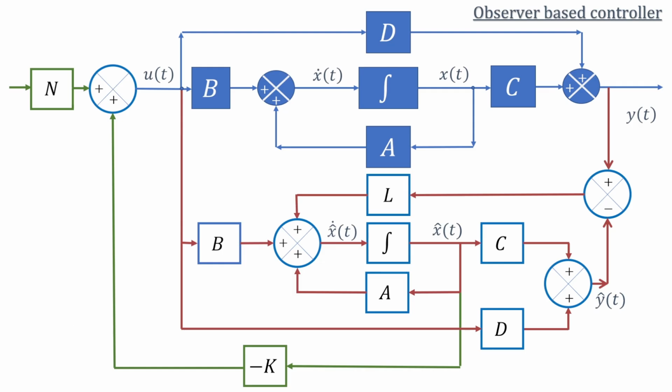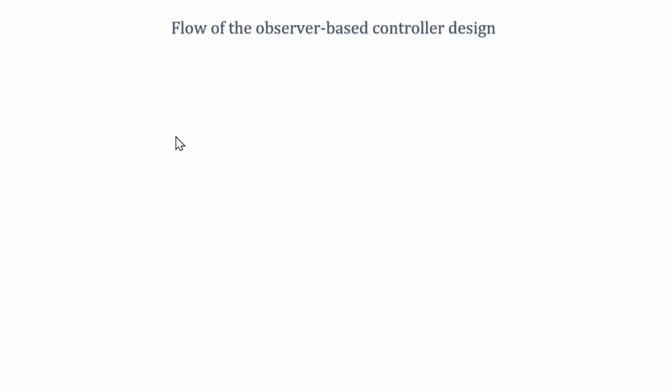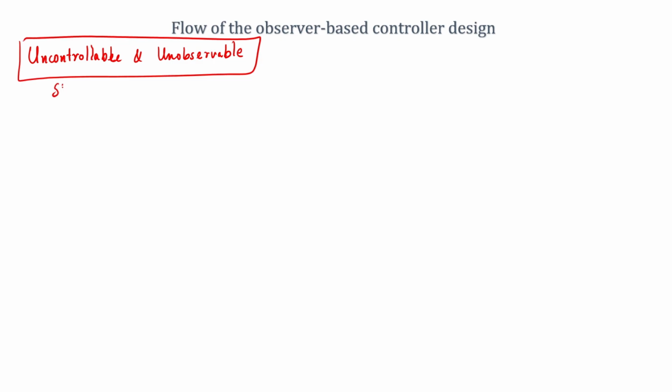So, if you are given a system which is both uncontrollable and unobservable, how do we design the observer based controller? So, here is the flow. Suppose the system is uncontrollable and unobservable. The first thing to always check is whether it is stabilizable and detectable or not. Always check that. If it is, then we go ahead and design the controllers.